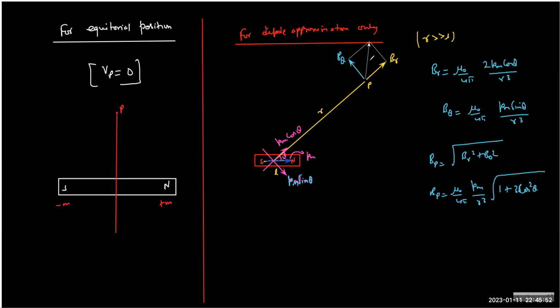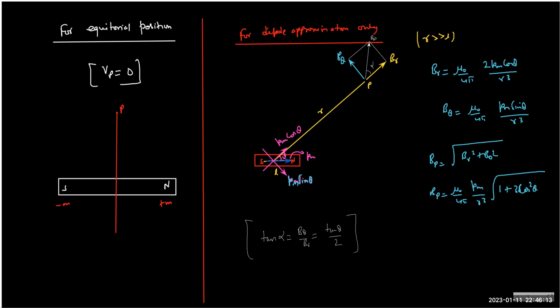And you can call this angle, this is BP actually, the net value, and this is alpha. So they may ask you what is tan alpha. Tan alpha is B theta by BR, which means this is tan theta by 2. This is a very famous answer. So you should remember this answer.